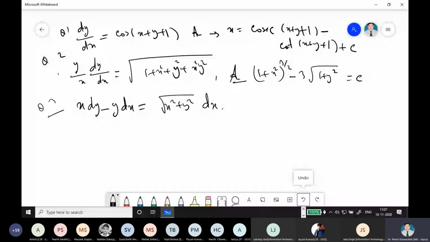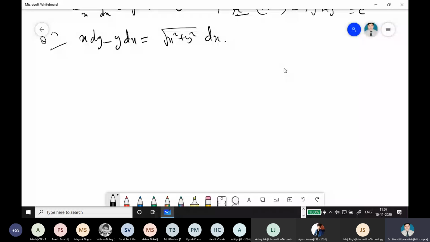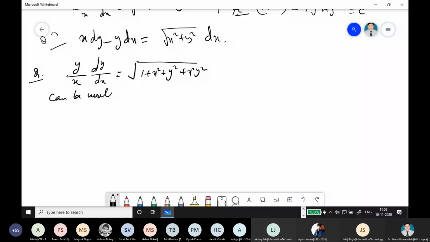Come to this question. But a simple question, like question number... That question is y upon x and then dy by dx, equal to square root of 1 plus x square plus y square plus x square y square, right? And this question can also be written like that. This implies that this equation can be written as 1 plus x square into square root of 1 plus y square. Can we write it?